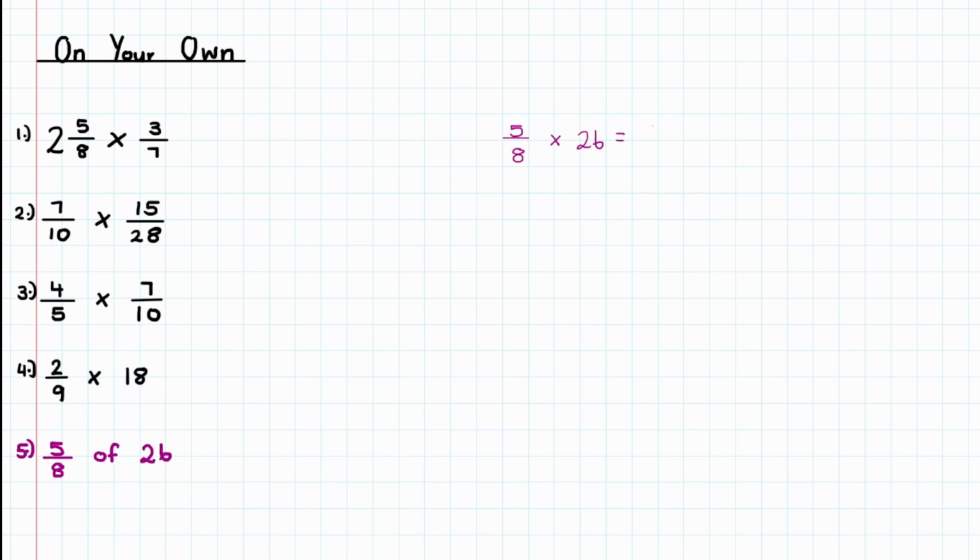For my last question, I've got 5/8 of 26, and we've learned that instead of using of, we can use multiply instead. Because I'm multiplying by a whole number, I'm going to place it over 1. The 8 and the 26 can cancel by dividing them both by 2. I can then multiply across, which gives me 65 over 4. 65 divided by 4 is 16 remainder 1, so my final answer is 16 and 1/4.